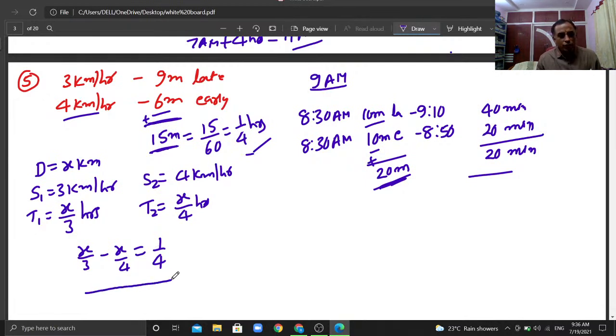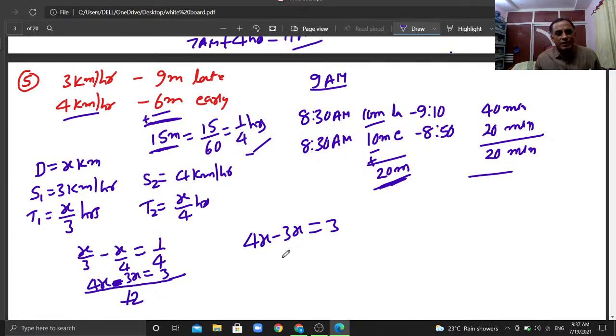Take the LCM on both sides of the equal sign. What is the LCM of 3, 4, 4? The LCM is 12. Now 12 goes 4 times with 3, so 4 into numerator x is 4x. Then 12 goes 3 times with 4, so 3 into x is minus 3x. And 12 goes with 1 by 4, 3 times 1 is 3. If you take the LCM on both sides, just to cancel the denominator, now your answer is 4x minus 3x is equal to 3.